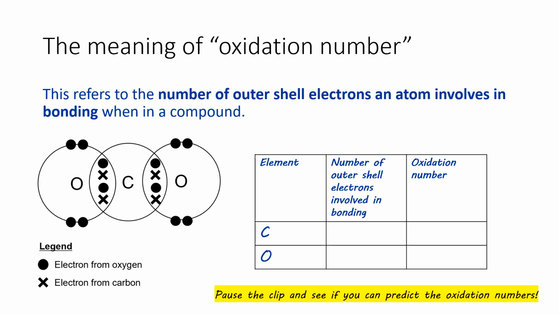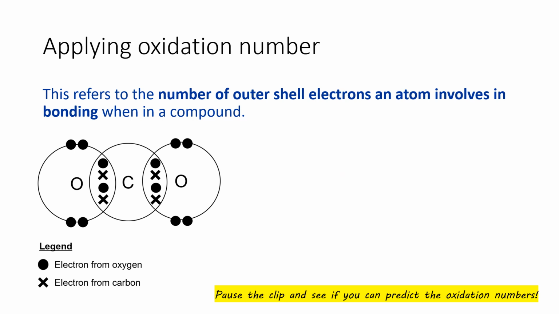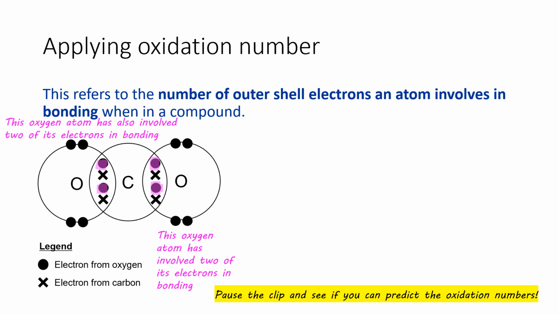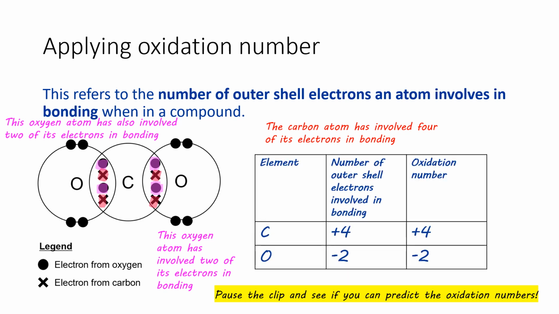Okay, so I'm assuming you've had a go at that. Let's have a look. The right-hand side oxygen atom has involved 2 of its electrons in bonding. So has the left-hand side one. If we take the X's, which represent carbon electrons, you can see that carbon is only 1 atom in the middle, and it's involved 4 of its electrons in bonding. So that must mean that carbon has an oxidation number of +4, and oxygen has an oxidation number of -2.